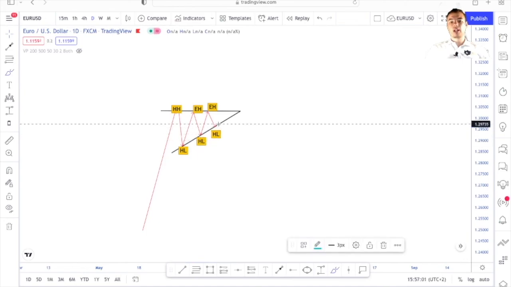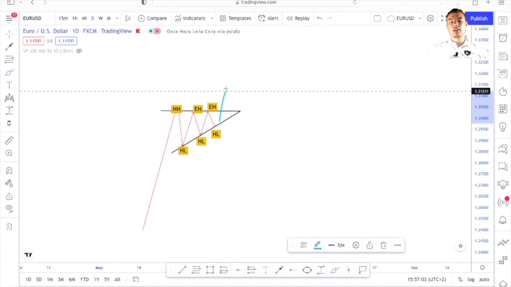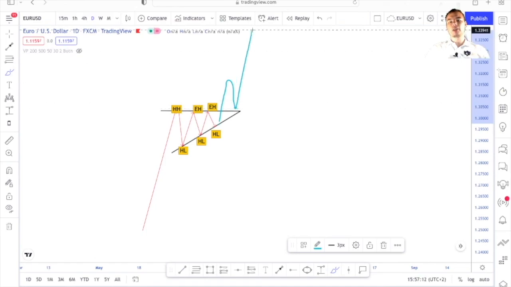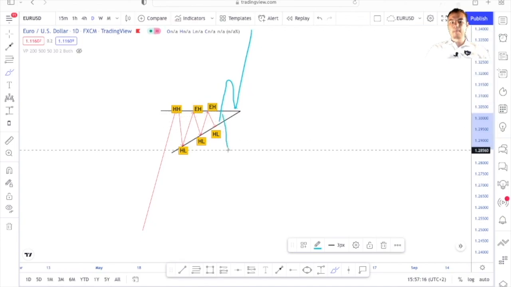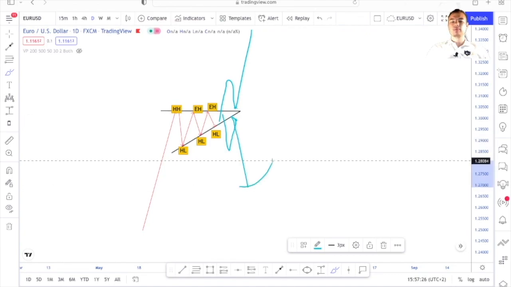So one of two things is going to happen. It's either going to push up, make a new higher high, come down, make a new higher low, and this is where you'll buy, because it's most likely going to push back up. Or it'll come down, make a lower low, retest up to make a lower high. This is where you'll look to sell. So that is an ascending triangle.